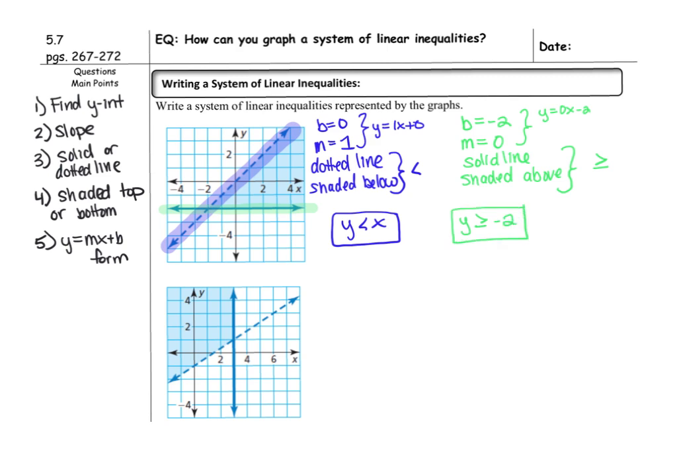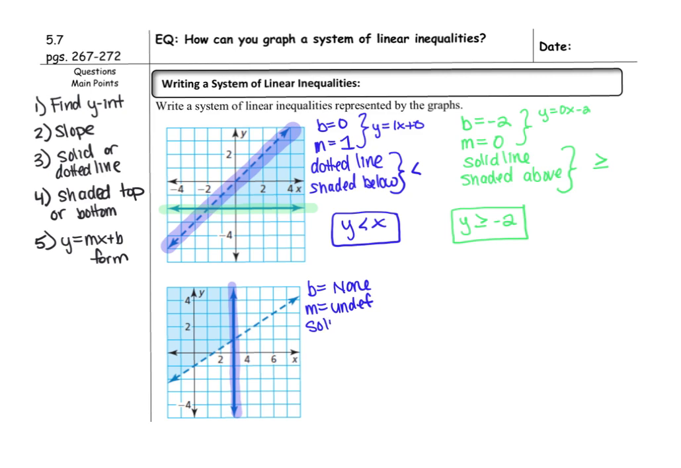Let's take a look at the next example. We have a vertical line and then this dotted line. Let's take a look at the vertical line first, which I'm highlighting in blue. And let's list all the information. So if we try to find the y-intercept, notice it doesn't cross the y-axis. So for your b, there would be none. And then your slope, because it's a vertical line, it's going to be undefined.